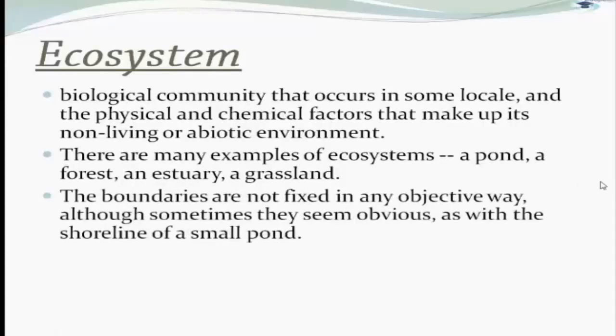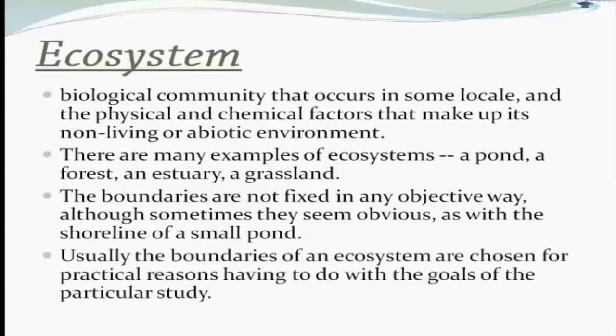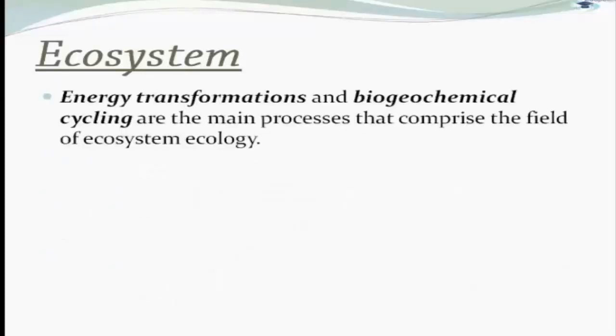Also, the boundaries are not fixed in any objective way, although sometimes they seem obvious, as with the shoreline of a small pond. Usually, the boundaries of an ecosystem are chosen for practical reasons having to do with the goals of the particular study. Energy transformations and biogeochemical cycling are the main processes that comprise the field of ecosystem ecology.